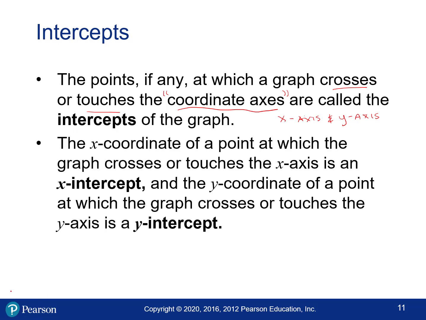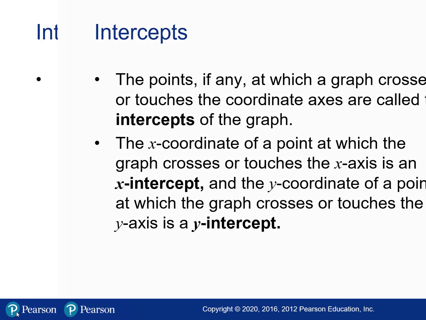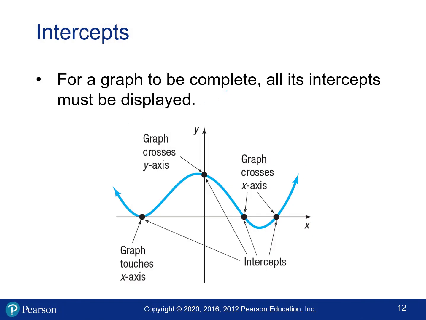Okay, so the x-coordinate where your graph touches or crosses the x-axis is, hopefully intuitively this makes sense, the x-intercept. And very similarly, the y-coordinate where your graph touches or crosses the y-axis is your y-intercept. Some graphs have multiple x and y intercepts. For a graph to be complete, all its intercepts must be displayed. So it's a really good habit to plot the intercepts. In this case, there's no numbers here, but notice that the points are marked, where this touches the x-axis and where it crosses the x-axis.